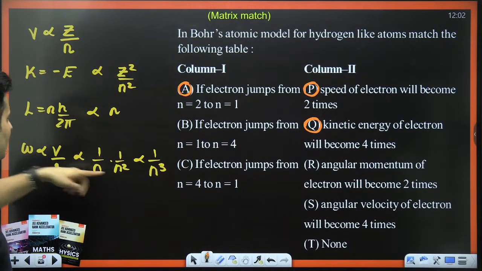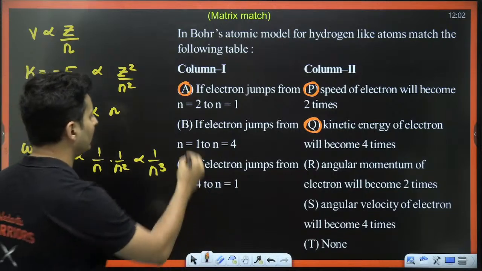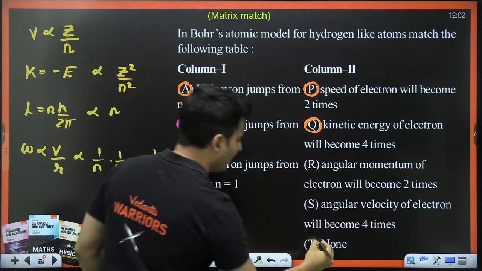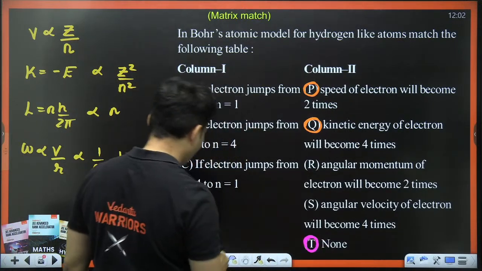Angular velocity, no. None of them is matching. So none. Oh, interesting, guys. So B option is matching with none of these.